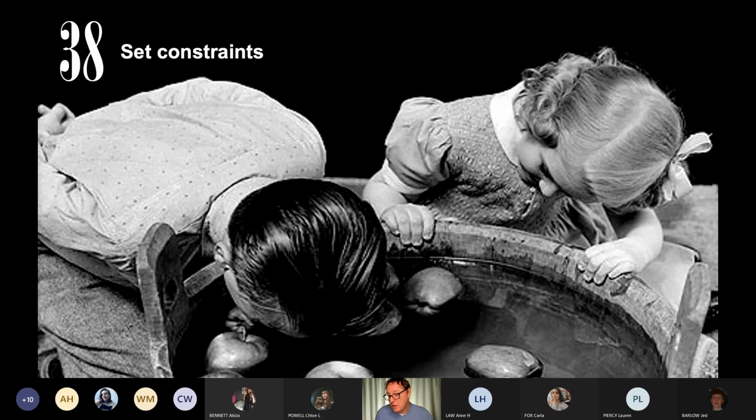Number 38, set constraints. The more constraints, the better. Constraints are just like constrain yourself by the use of medium or media and see where that constraint takes you. It's a bit like tying one hand behind your back. It just makes the project a lot more interesting rather than it being way too open and all your options available. So restrain, force restriction on yourself or on the project. You don't really have to tie your hand behind your back.